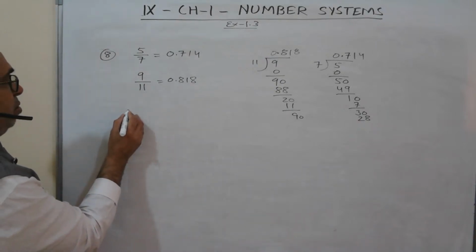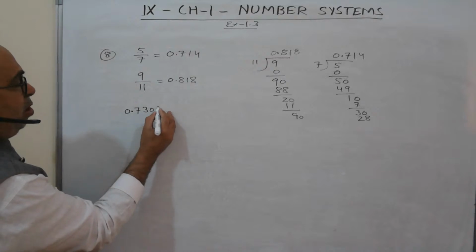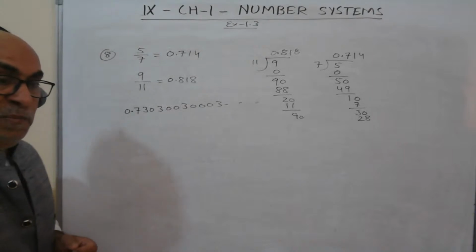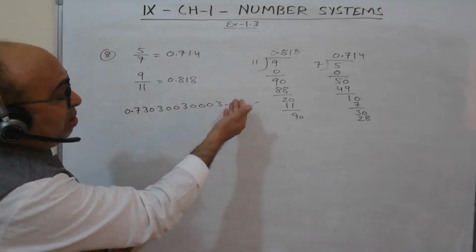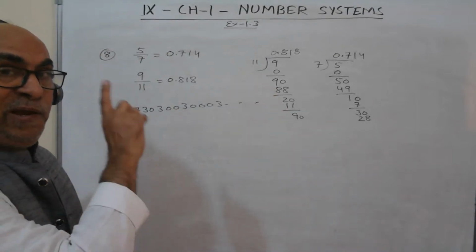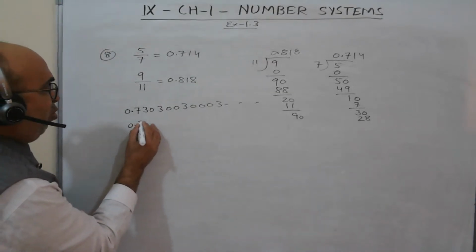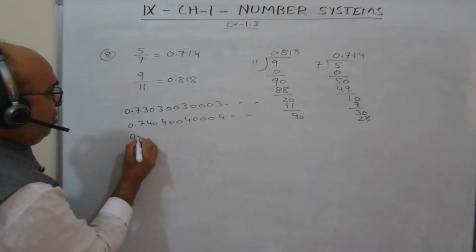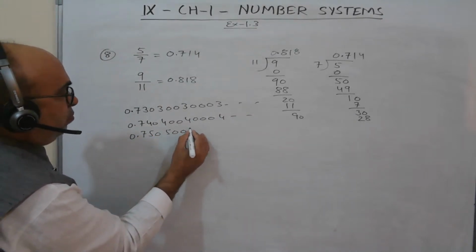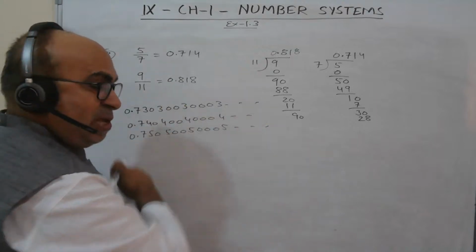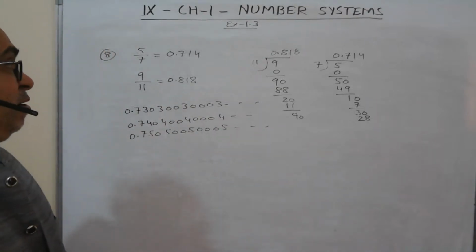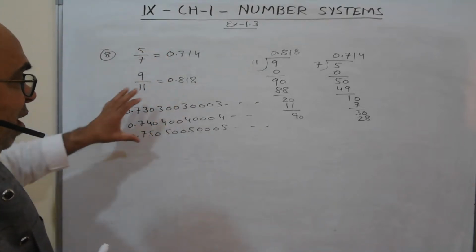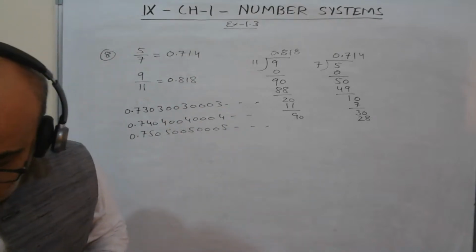So see, I'm writing 0.7303003003. It is a pattern of an irrational number. This shows that the 0s are increasing, so it is not repeating. That's why we are writing in this pattern. Now 0.74, then 0.75. So these are three non-terminating and non-repeating decimals. Bigger than this, smaller than that, so they are three irrational numbers.